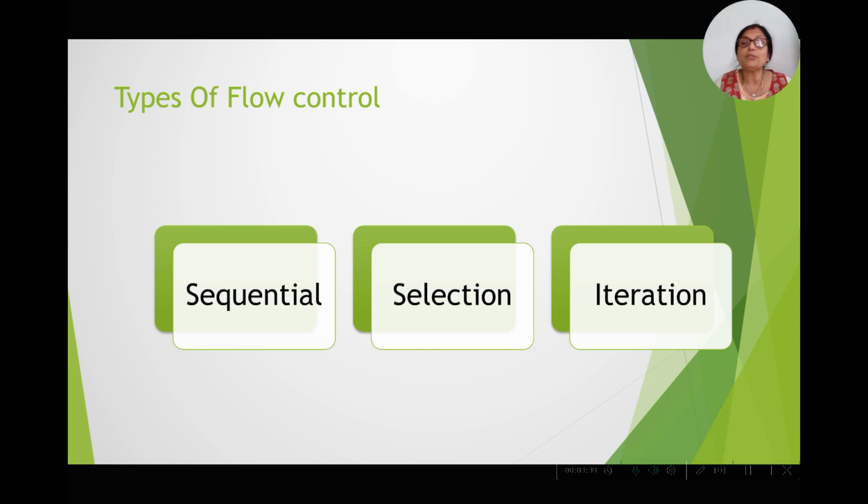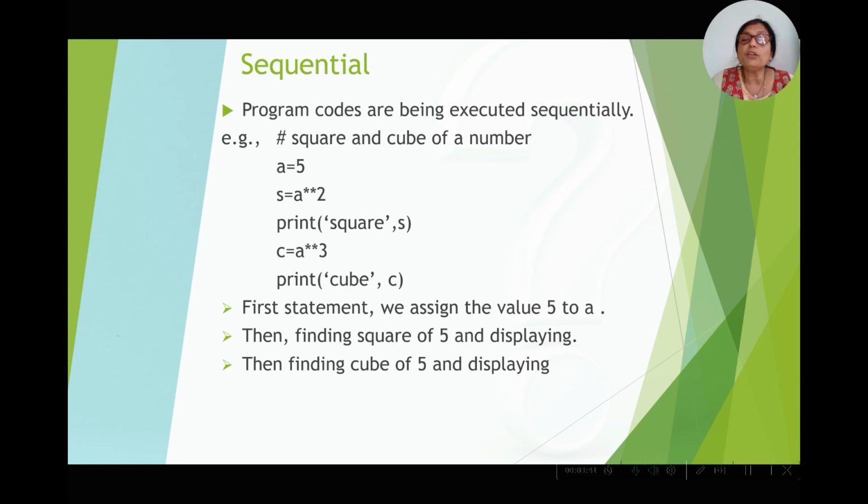Let's learn what is sequential. Sequential means program codes are executed sequentially. Just see here, we are finding the square and cube of a number. Here the number is 5, a = 5. We have to assign first, then we can find the square and cube. Suppose we did not assign the value of a and try to find the square of the number, that means we write s = a ** 2 and after that a = 5, then the interpreter will give the error that the variable is not defined. So we have to assign first, then we can find the square.